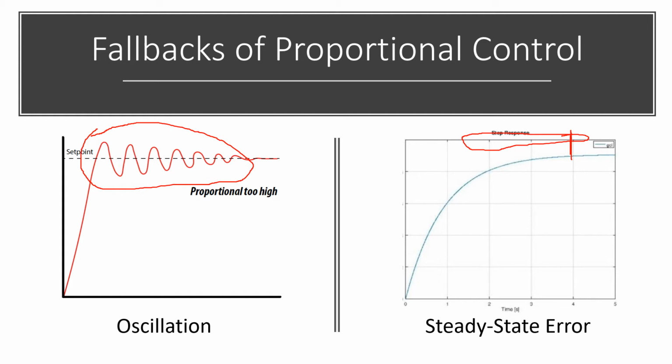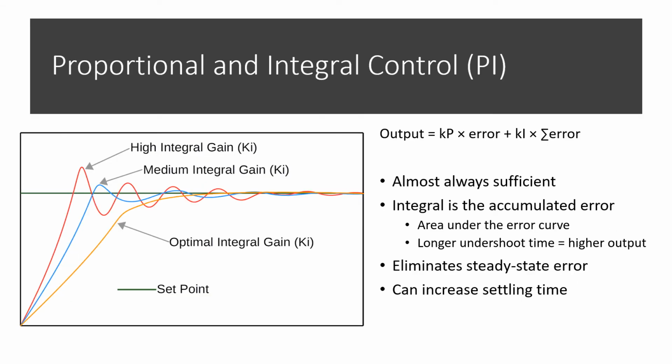So to fix this, what we do is we add integral control. This is the I in the PID control loop. This is where the output is equal to that proportional part plus a constant Ki times the sum of the error. Now, this is almost always sufficient in what we're doing. This is the most common of what we use on our team. And for those of you that don't know calculus, integral is just the area under the curve.